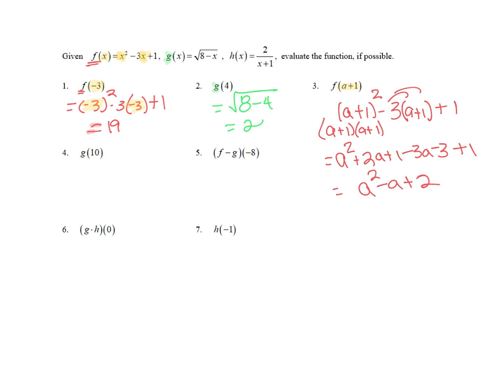Now let's go back to the g function again. The g function, remember, there's where the x is, so 10 goes in there. So the square root of 8 minus 10. Well, the square root of 8 minus 10 is the square root of negative 2. And we know the only way we can write that is i square root of 2.